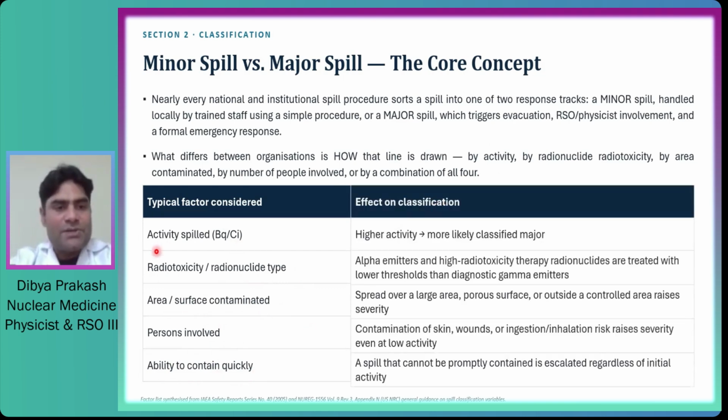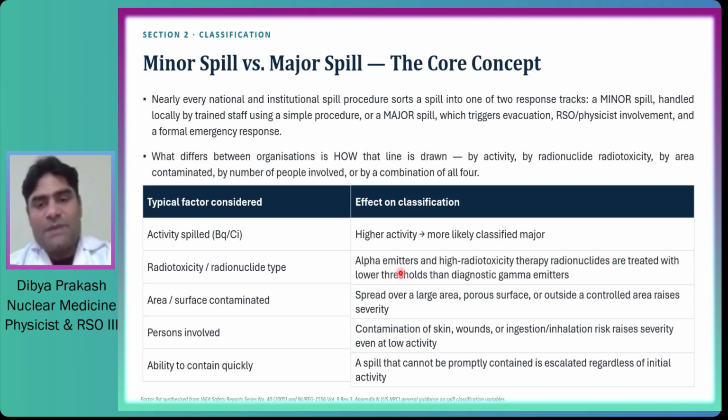The effect of this classification: the higher the activity spilled, the more likely it is classified as major. Radiotoxicity: alpha emitters and high radiotoxicity radionuclides, for example iodine-131, always have a very low threshold to be termed a major spill compared to diagnostic gamma emitters. And for area, if it is a large area, a porous surface, or the spillage is outside the control area, it will be termed a major spill even if the magnitude is low.